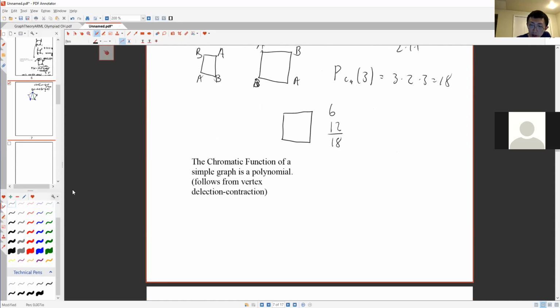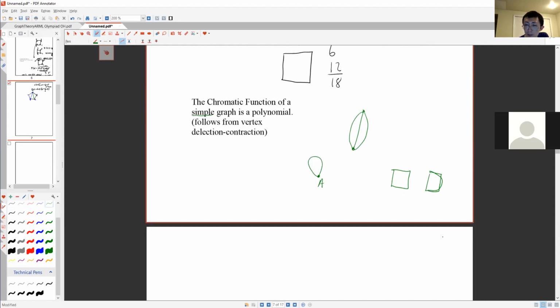But just as a reminder, a simple graph means you don't have multiple edges between the same pair of vertices. So that's not allowed. And you also don't have self loops. So you can't have an edge with both endpoints at the same vertex. But disconnected graphs are allowed. That's a simple graph. So simple means no multiple edges, no self loops.